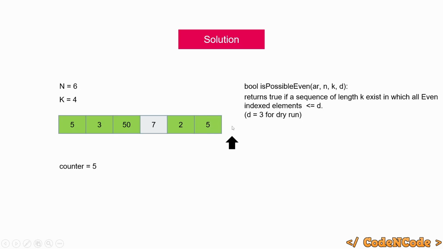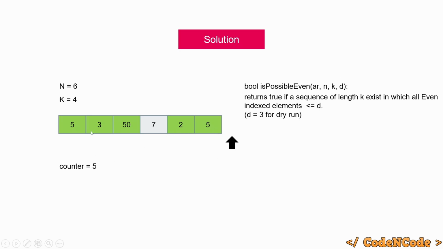Now we are out of the for loop, basically our for loop runs out. We come out of the for loop and we check what the counter is. Counter is equal to 5. That means I have found a subsequence of length 5 where all of the elements at even indices are less than or equal to t. Right?